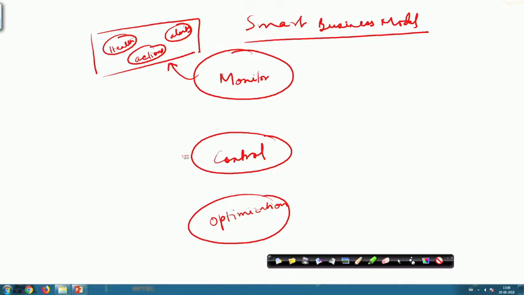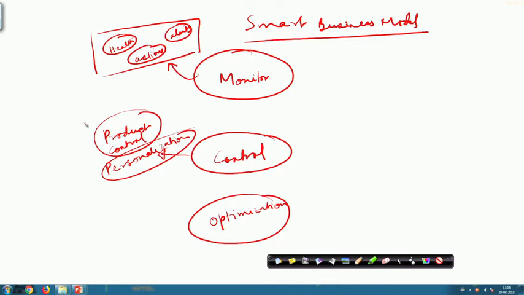then for control we have what? Control of the product, personalization. So, basically based on the custom requirements, this kind of control can be done. So, personalization and so on. So, this is about control, and then we have the optimization.